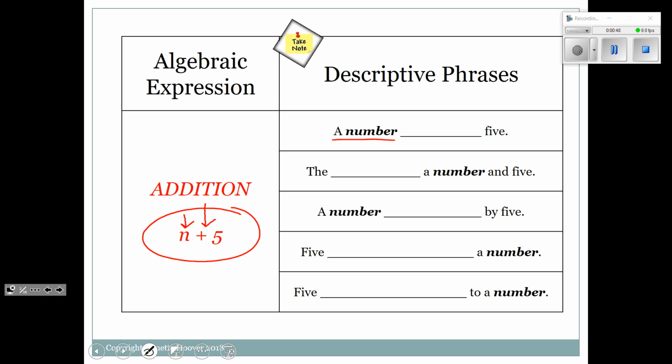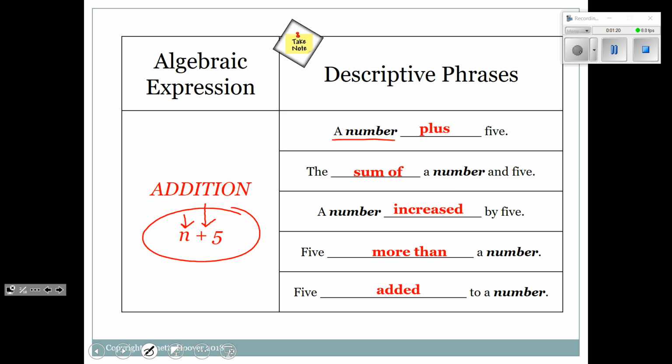This expression could be read a number plus 5, because plus means to add. The sum of, because the sum is the answer to an addition problem, a number and 5. A number increased by 5. 5 more than a number. 5 added to a number. Or you could say a number added to 5, or a number more than 5.